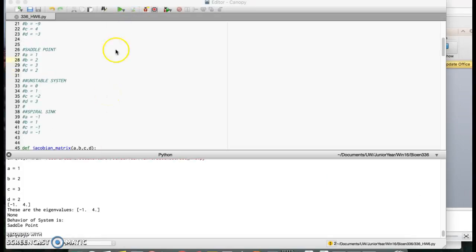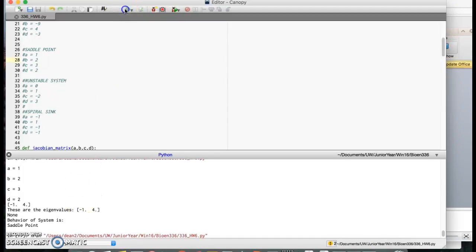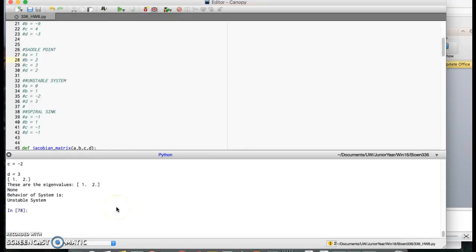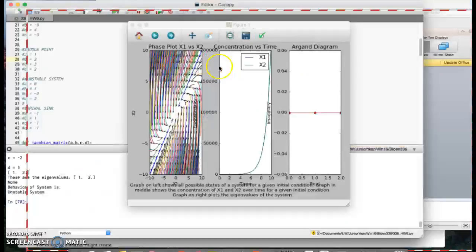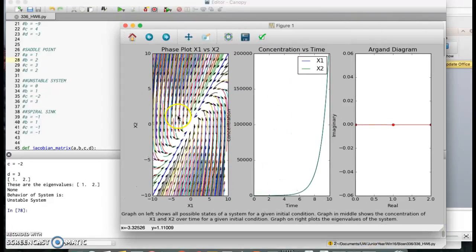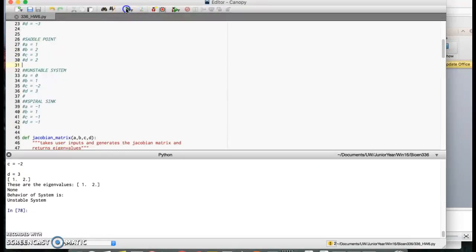Next up, I'll show you the unstable system. So 0, 1, -2, 3. We're getting only real components in the unstable system, and they're both positive, which, as I stated prior, means that it's going to exponentially increase in the solution. You can see the arrows are pointing outward, again, which shows it is unstable. Even the centerline arrows in this case point outward. So there's no initial condition we could give this system that would make it stable. The graph exponentially increases again, as we would suspect, and the eigenvalues are plotted 1 and 2, and they're both positive. Okay, the last system I'll show you is a spiral sink.